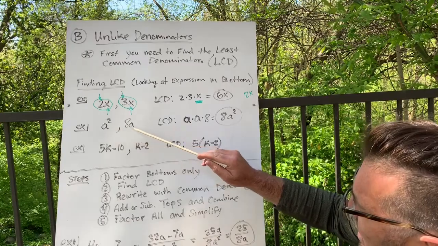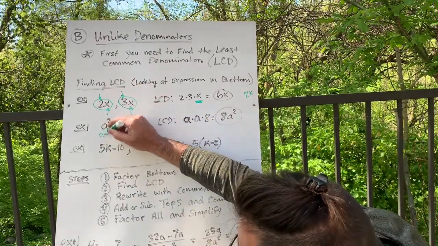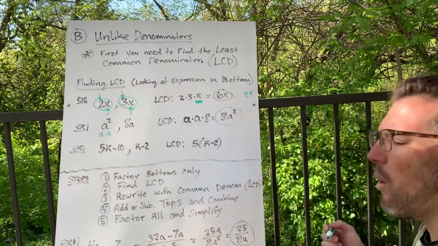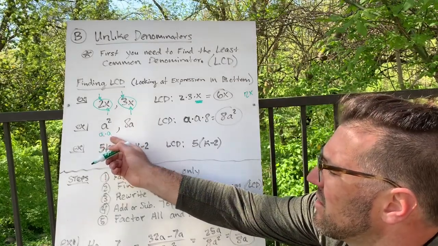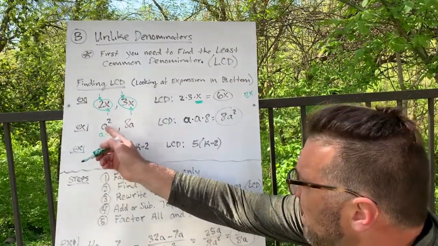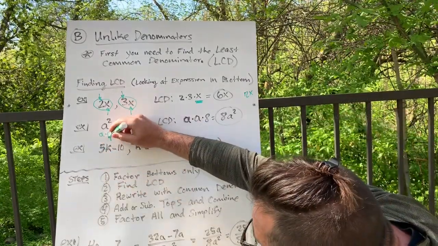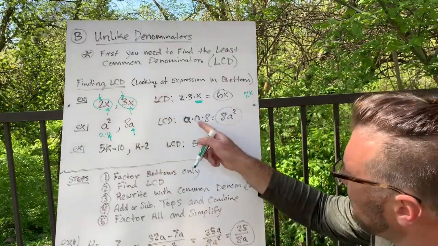All right, so next, let's look at this next example. a squared and 8a. Now, it helps to break up your terms into factored form. So a squared in factored form is just a times a. So this thing here has 2 factors, an a and an a. This one also has an a, so they have an a in common. So we need the common a.